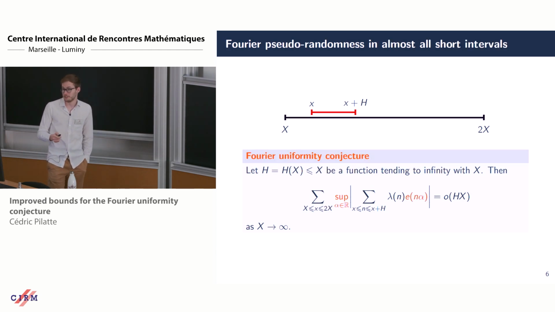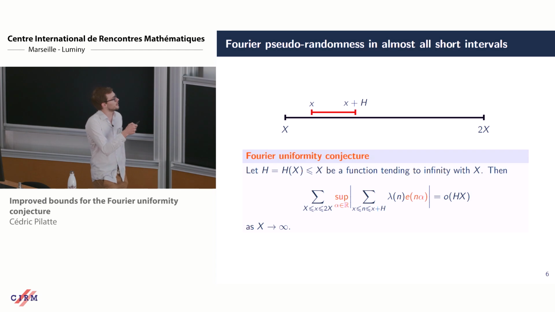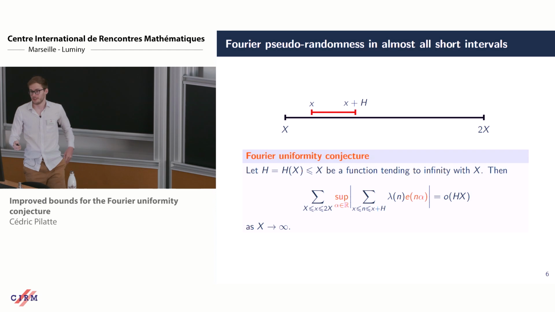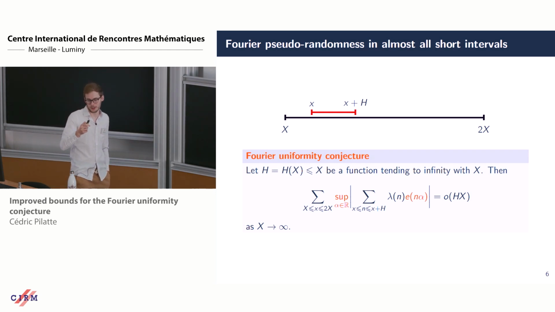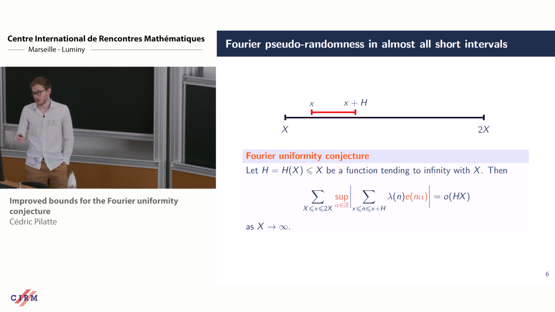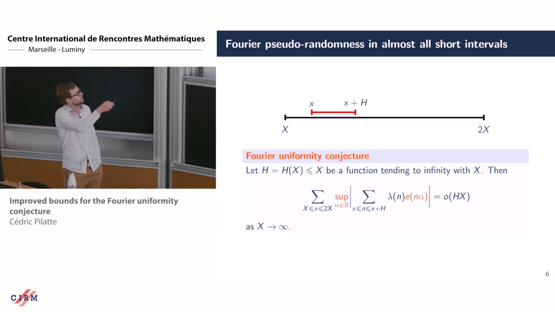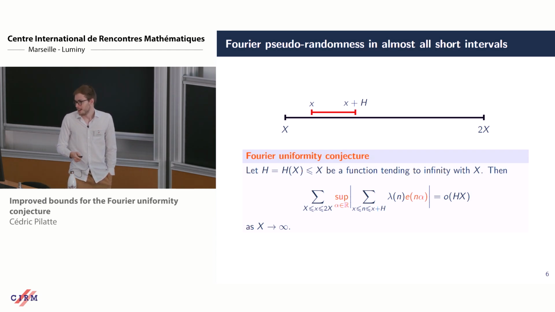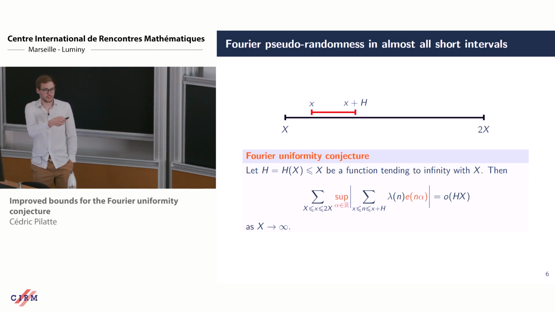But the Fourier uniformity conjecture tells you something stronger, tells you that the Liouville function should really be Fourier uniform in almost all short intervals. So what this means is that for any short interval, if you choose the worst possible alpha, which can depend on the starting point of your interval, then you should still get cancellation in almost all intervals. And you can have a variant of this conjecture with a nilsequence instead of a linear phase, but today I will only focus on the linear case.